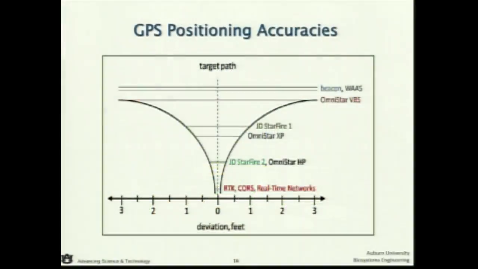So here's an example telling you your accuracies as you move out from something like WAAS up at the top. You can see about plus or minus 3 feet. And as you move down to RTK, the deviation is down to centimeter level accuracy, or inch level accuracy, down there at the bottom. So what we've tried to do is give a visual of accuracy, that being that envelope coming down. And as you get to RTK, you're pretty much always going to be around that zero deviation point.